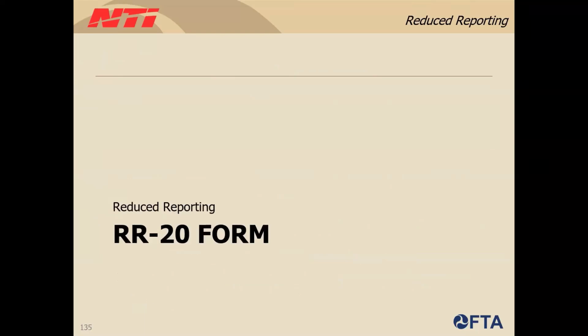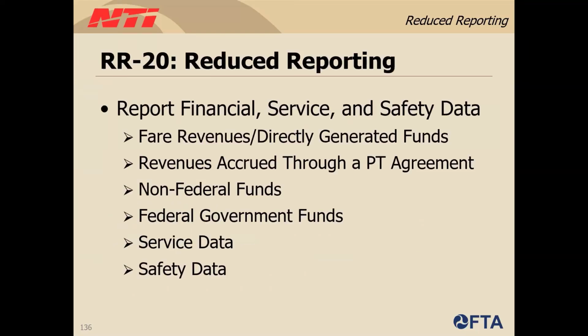Now, we will cover the RR20 Reduced Reporting Form. This form includes financial, service, and safety data. There are several sections on the RR20 form, including fare revenues and directly generated funds, revenues accrued through a PT agreement, non-federal funds, federal government funds, service data, and safety data.